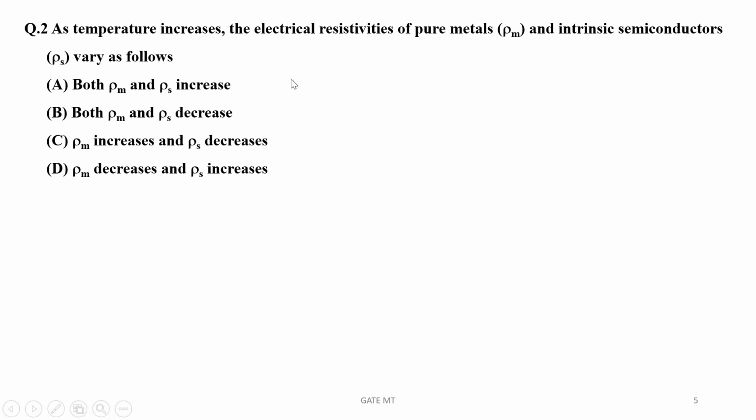So the thing is, as temperature increases, in case of metals, their resistivity will increase, and in semiconductors, their resistivity will decrease. So we can say that with respect to conductivity, metals will have less conductivity at higher temperature, and semiconductors will have more conductivity at higher temperature.